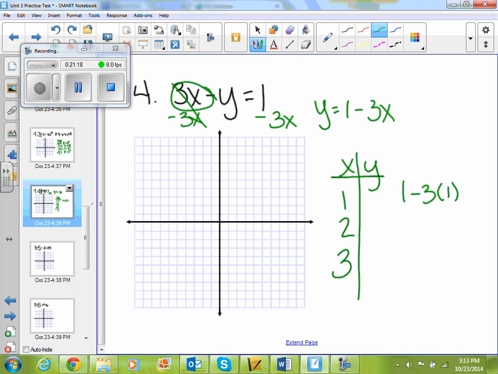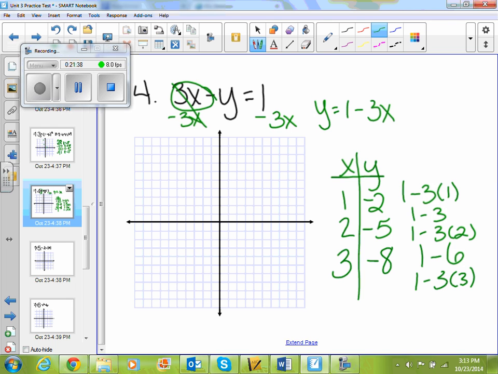So if I plug that in, then I get 1 minus 3 times 1. Well, what's 3 times 1? So 1 minus 3 is negative 2. Perfect. If I plug in 2, 1 minus 3 times 2. 3 times 2 is 6, and 1 minus 6 is negative 5. And then if I plug in 3, 1 minus 3 times 3 gives me negative 8. Perfect. So I get over 1 down 2, over 2 down 5, and over 3 down 8. Do I connect my points on this one? Yes, it doesn't give us a domain, so then we connect our points.